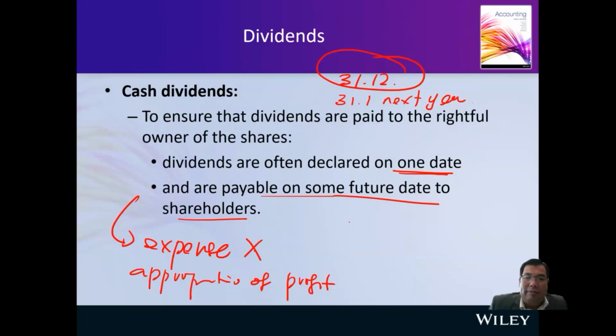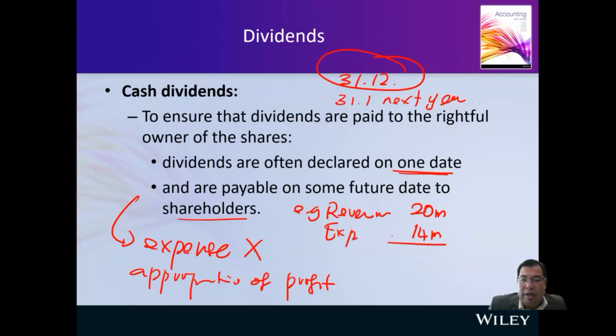Okay, let's put an example. The revenue is 20 million. The expenses are 14 million. So the profit is 6 million. Can you agree with me? Revenue, expenses, profit 6 million.